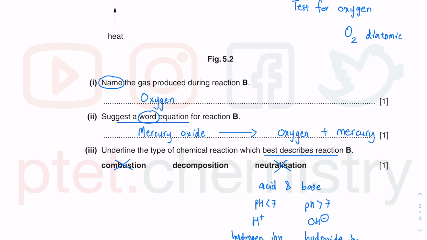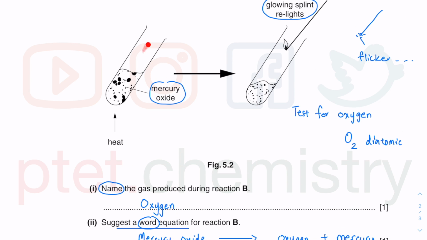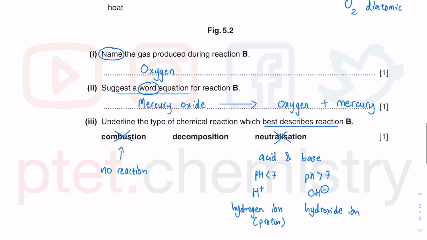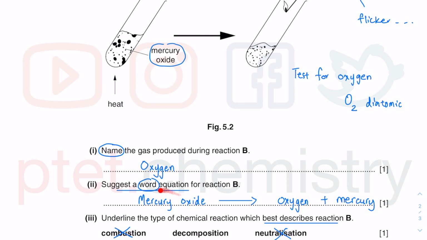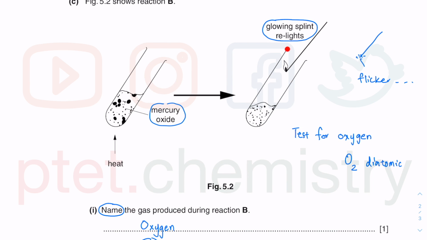It is not combustion because there is no reaction with oxygen. The mercury oxide is not reacting with oxygen to give you oxygen, because there's oxygen in the air. So the glowing splint relights not because of the oxygen in the air, but because of the oxygen that comes from decomposing this mercury oxide, from the chemical change that this mercury oxide undergoes. So it cannot be combustion, nor reaction with oxygen in the air. It is the oxygen that comes from the compound itself that actually supports the combustion and relights the glowing splint there.